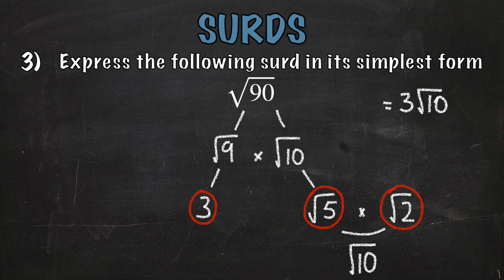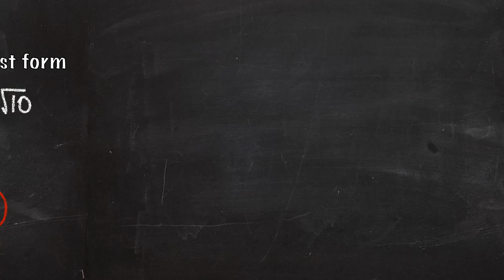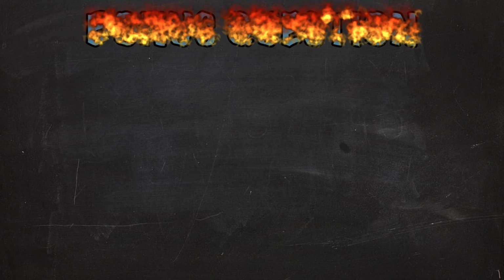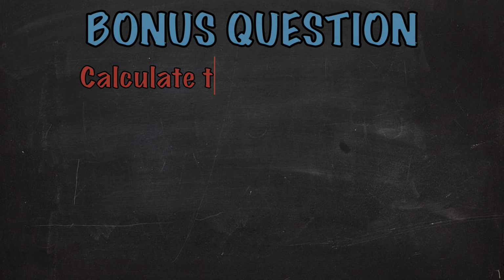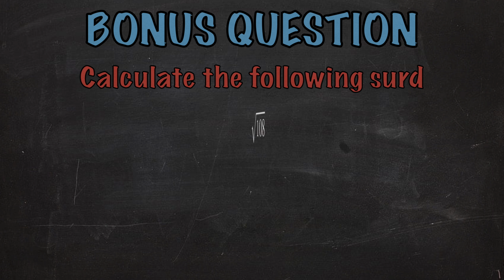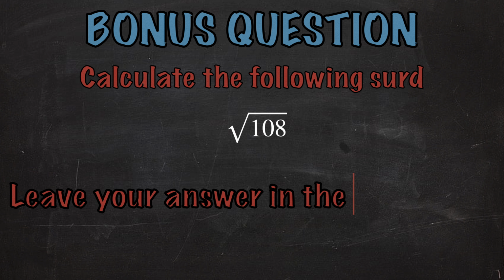So there we have it, guys. 3 examples on how to simplify basic surds. We find the factors until we can no longer break it down, and then we multiply all of the numbers which are remaining. Now it's time to put your knowledge to the test and answer the bonus question. Simplify the square root of 108 to its simplest form and leave your answer in the comment section below.